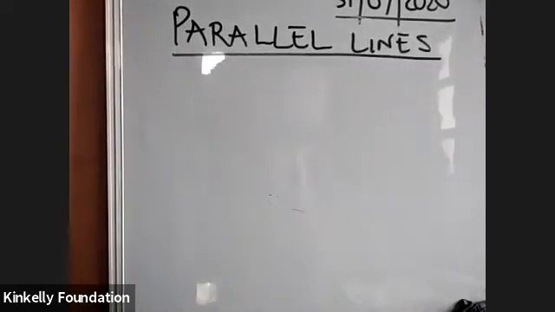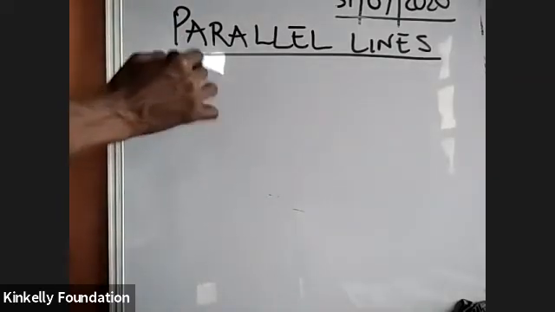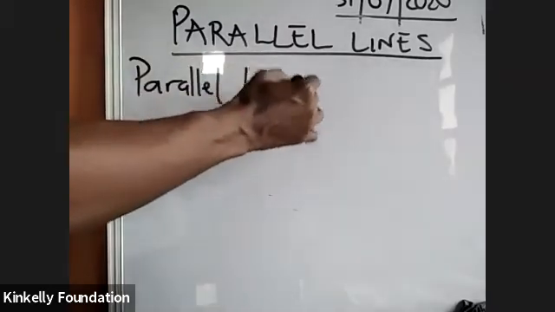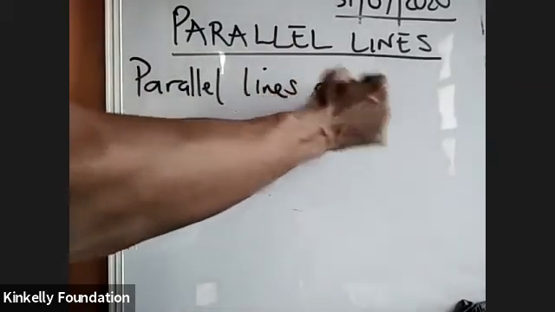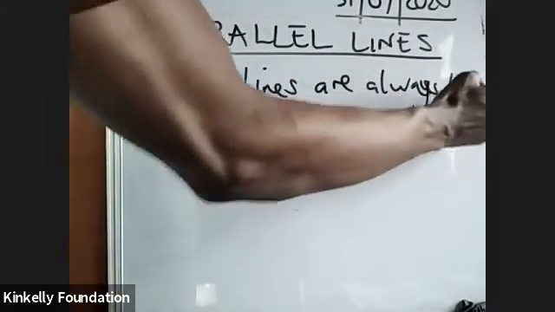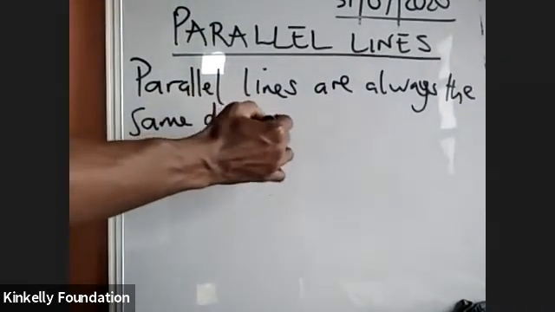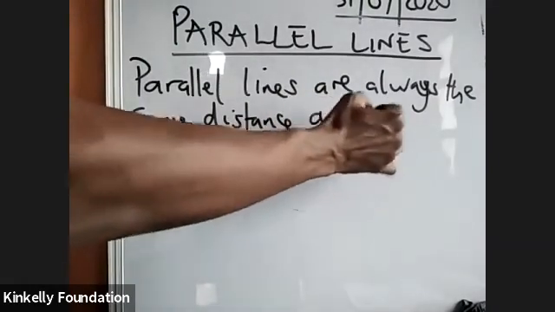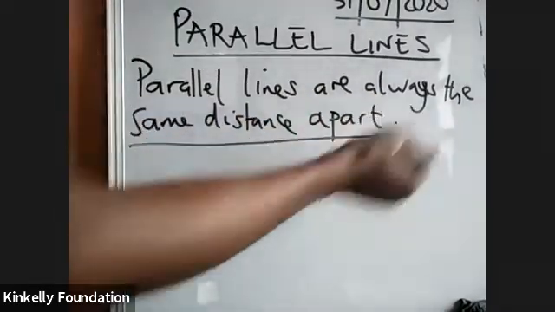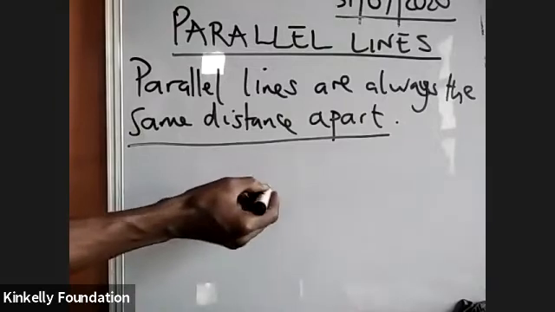Parallel lines are lines that will maintain the same distance apart. Parallel lines maintain the same distance apart. Note this statement. They are always the same distance apart. Now, look at what we mean by that.